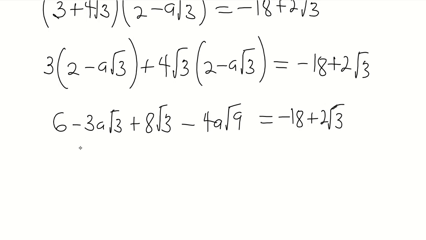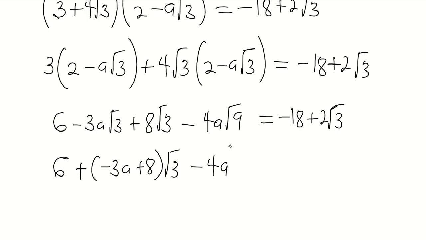Now this continues, and we can see that there are like terms here, which means we can add the coefficients. It means we have 6 and we can add them as minus 3a plus 8, all times square root of 3. We are adding them because they have the same irrational component. So we add the rational part, minus 3a and 8, minus 4a, and we know square root of 9 to be the same thing as 3. So we have 3 here, which is equal to minus 18 plus 2 square root of 3.